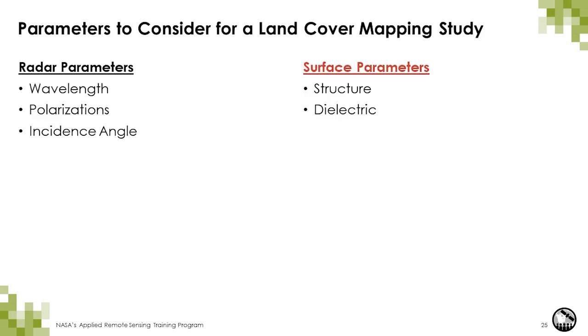So now I'll discuss the target parameters that influence the signal. And for radar, these are structure and dielectric. This is very important. This is the essence of radar. What is radar sensitive to? It's sensitive to structure and it's sensitive to dielectric. When I talk about dielectric, that means the moisture content of the components in the land surface, whether it's vegetation water content or moisture in the soil. So backscatter is a function of a target's moisture content and structural characteristics. Remember that. That's critical about radar.